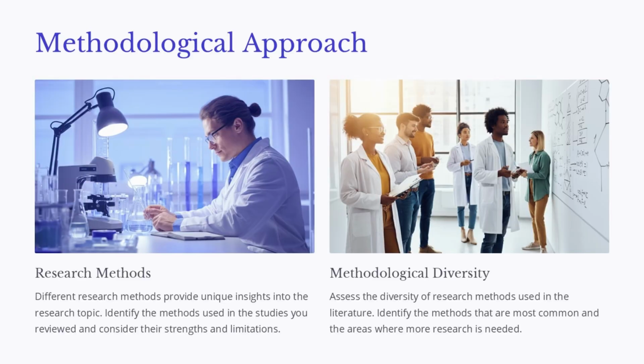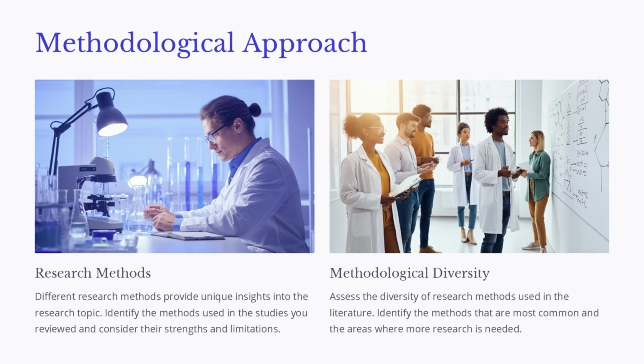The key focus of this slide is to discuss the different research methods used in the studies we reviewed and consider their strengths and limitations. We'll start by looking at the various research methods that were employed, everything from surveys and interviews to experiments and observational studies. For each method, we'll examine what kinds of insights it can provide, as well as any potential biases or limitations. This will help us assess the overall methodological diversity in the literature and identify areas where more research using different approaches may be needed.